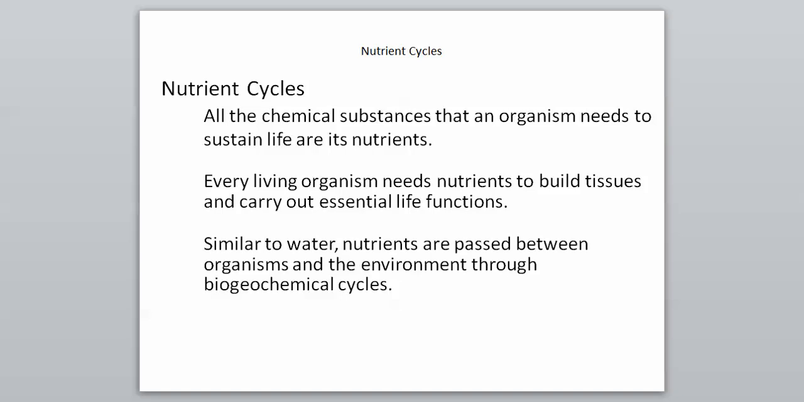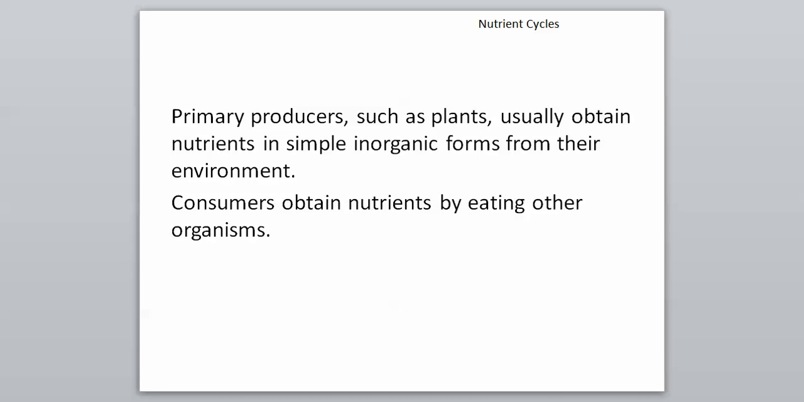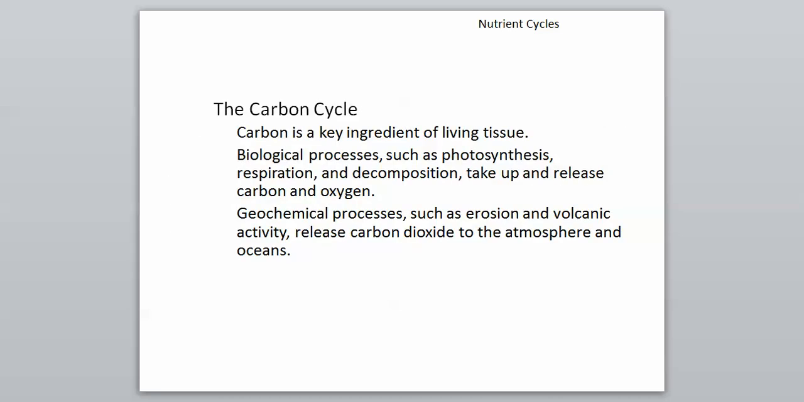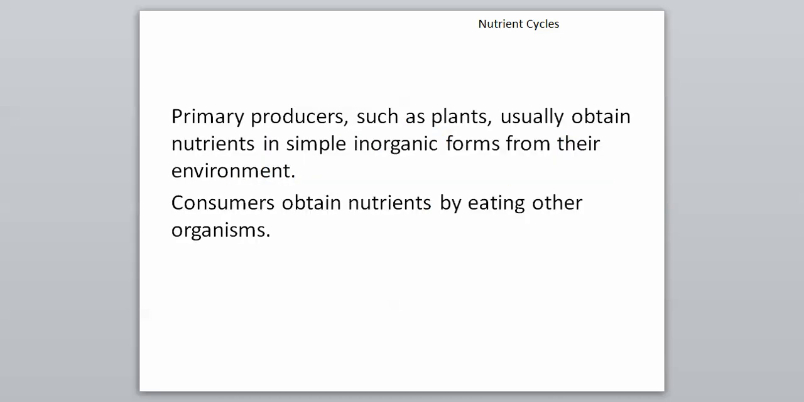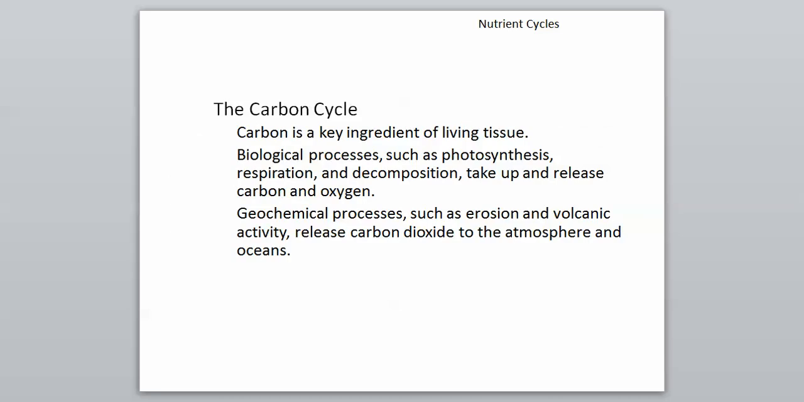Similar to water, nutrients are passed between organisms and the environment through biogeochemical cycles. Primary producers such as plants obtain nutrients in simple inorganic forms from their environment, such as creating their own energy. Consumers obtain their nutrients by eating other organisms. The first important nutrient we're going to look at is carbon, and we're going to look at the carbon cycle.